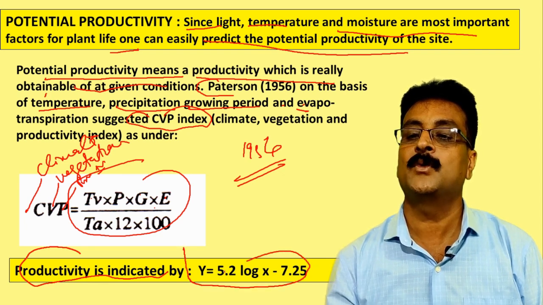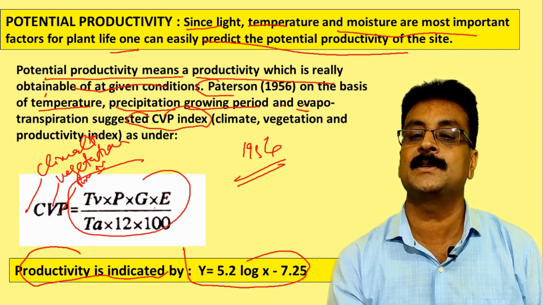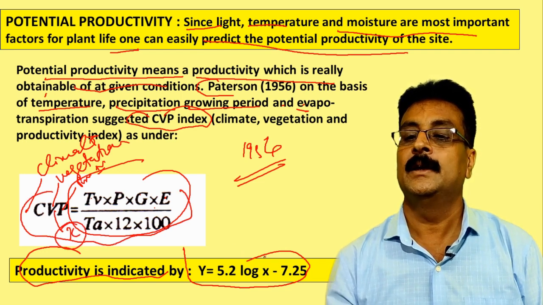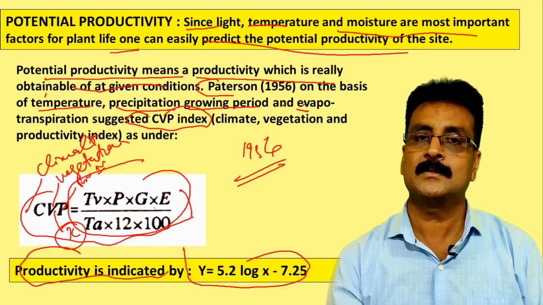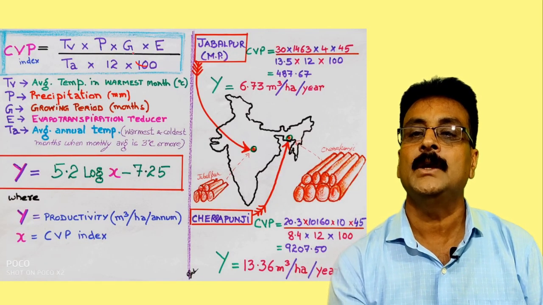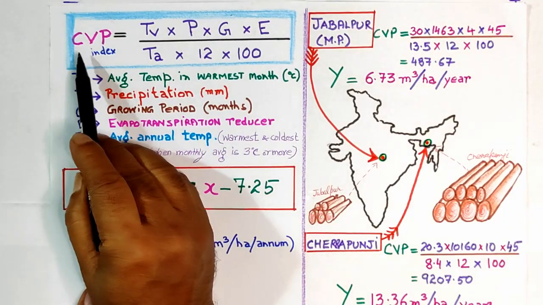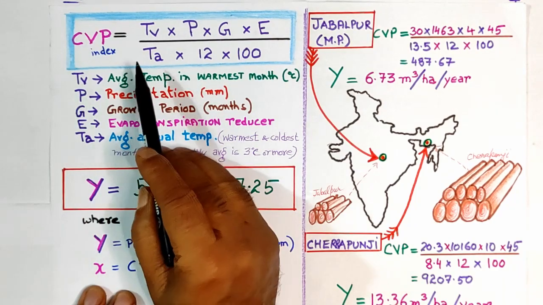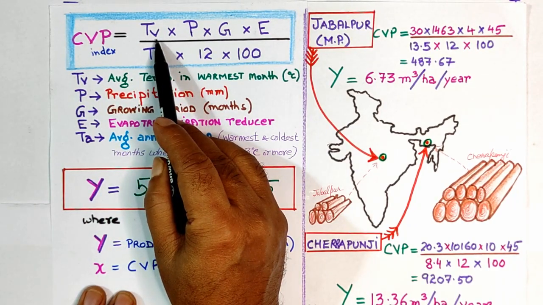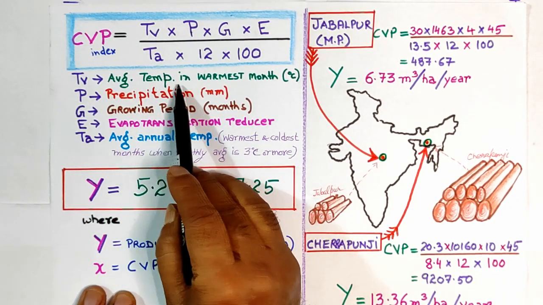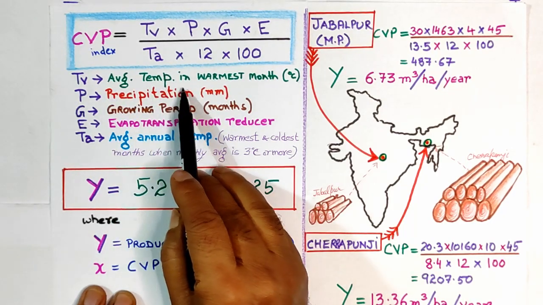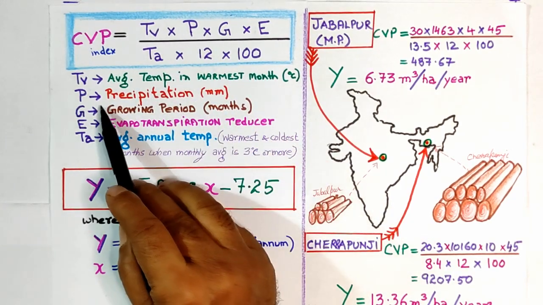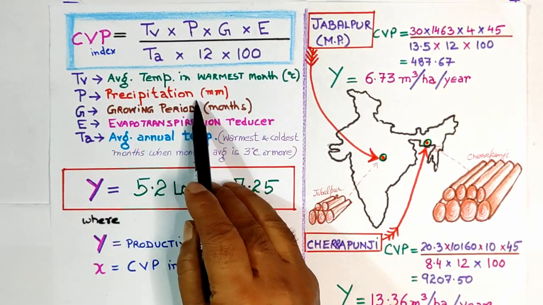The formula is Y is equal to 5.2 log X minus 7.25, where X is this CVP index. Let's understand it nicely. This is the formula of the CVP index. TV is the average temperature in the warmest month in degrees centigrade. What is P? P is precipitation, rainfall in millimeters.